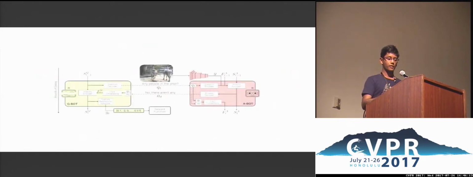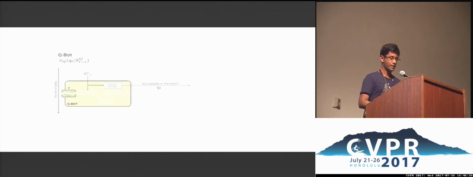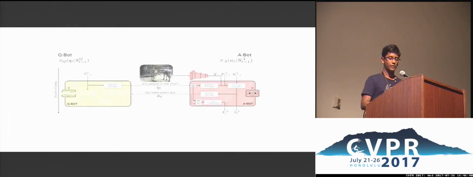So coming to the models for the real image experiments, on the left, in green, is the QBot policy network, and on the right is the ABot policy network. Given some state, QBot first generates a question, which is essentially an LSTM generating the question word by word, right? It passes over the question to the answering agent. The answering agent has access to the image, which is encoded with a VGG16 CNN. It has access to the question, which is encoded with an LSTM. And it also has this hierarchical recurrence structure that it uses to encode the entire dialogue history.